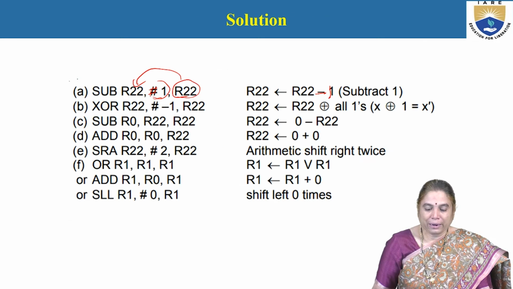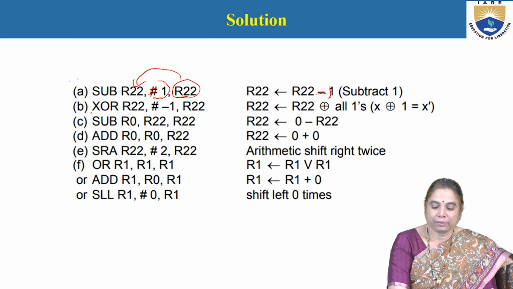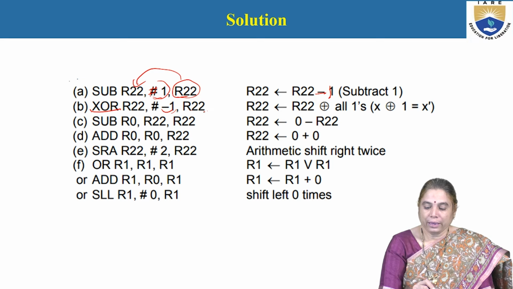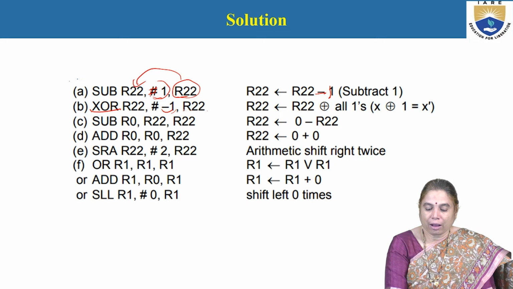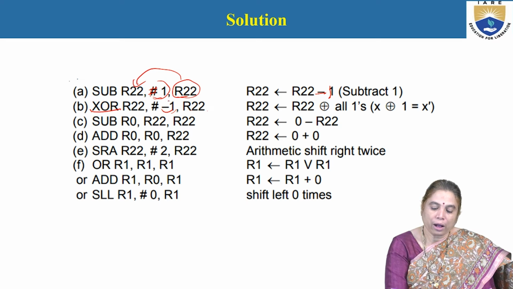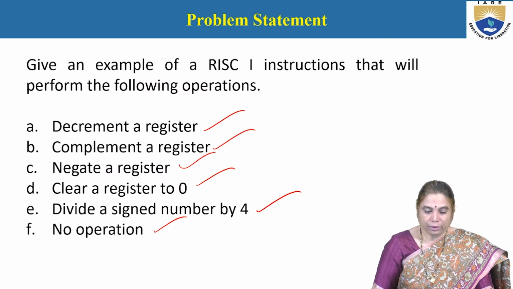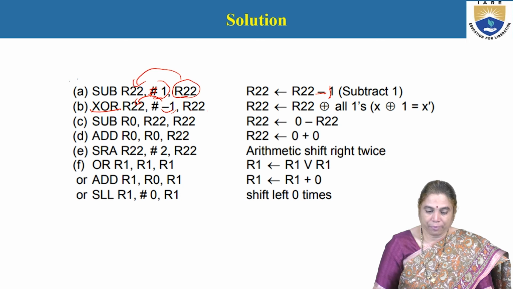Next, for the complement operation, XOR is the mnemonic. So XOR R22, #-1, R22. Here the content of R22 is XORed with all ones, and that result is stored in R22. Next, negate a register.